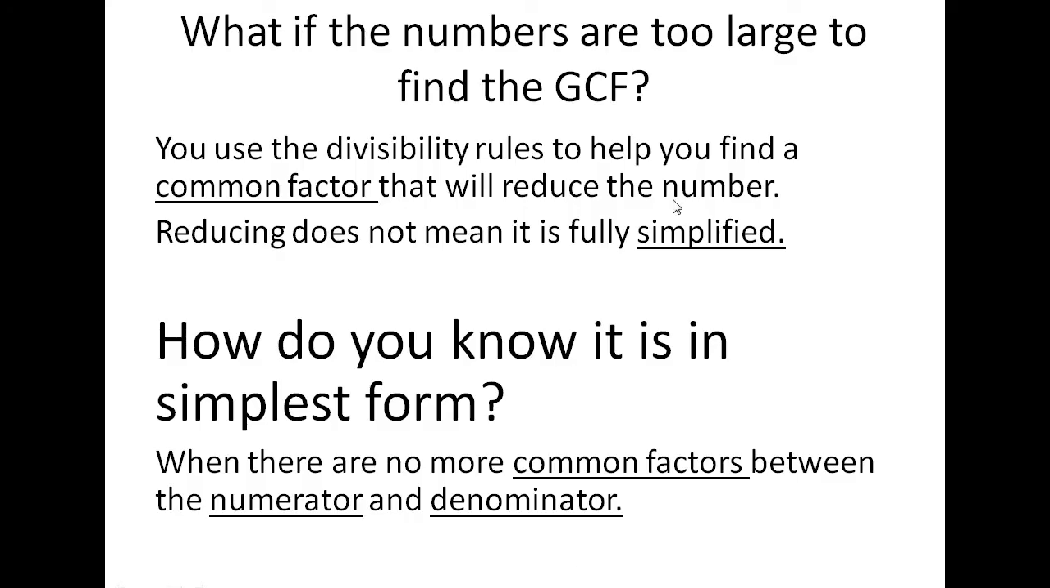Now, what if the numbers are too large to find a GCF? You can use the divisibility rules to help you find a common factor that will reduce the number. Reducing does not mean it is fully simplified. How do you know it is in the simplest form? When there are no more common factors between the numerator and the denominator.